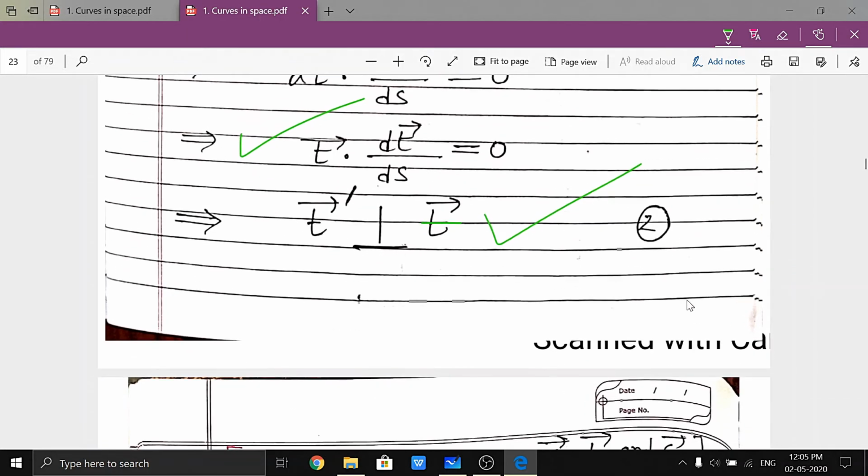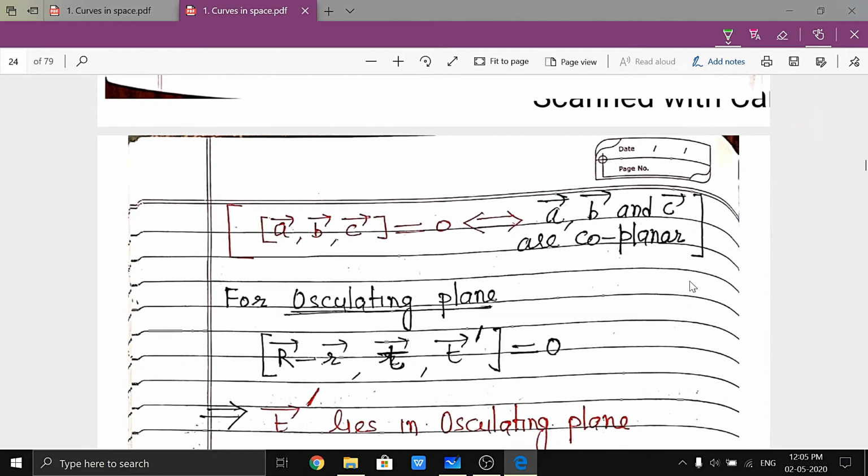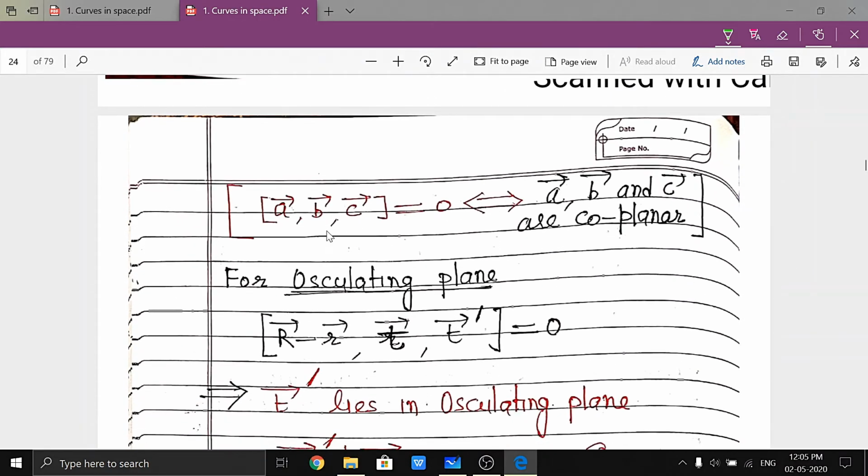Clear? Now after that, we know that if the scalar triple product is 0, then these three vectors A, B, C lie in one plane. These are coplanar, which means they lie in one plane. Now we already discussed the equation of the osculating plane.